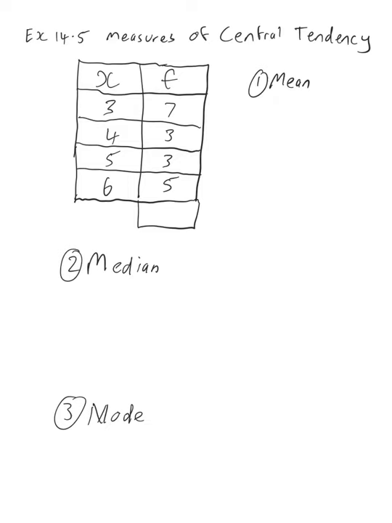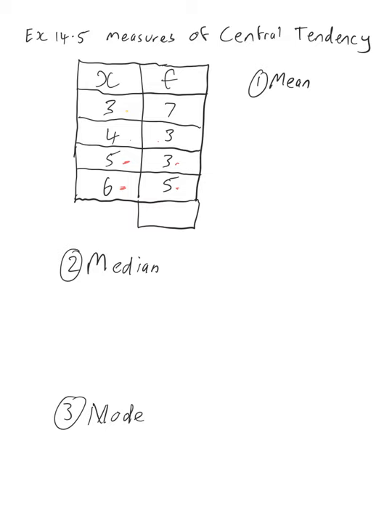Okay, right now we are going to look at calculating the mean, median and mode from a set of data that is already in a frequency distribution table. Okay, now we have scores, 7 scores of 3, we have 3 scores of 4, 3 scores of 5 and 5 scores of 6. Now we could add all those up one at a time.